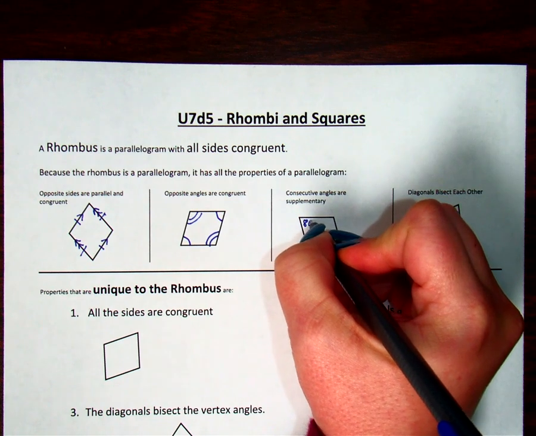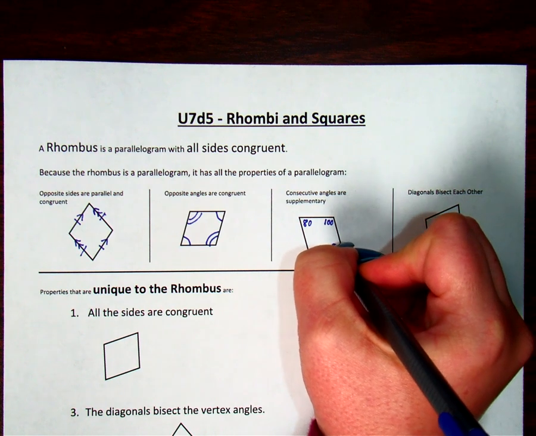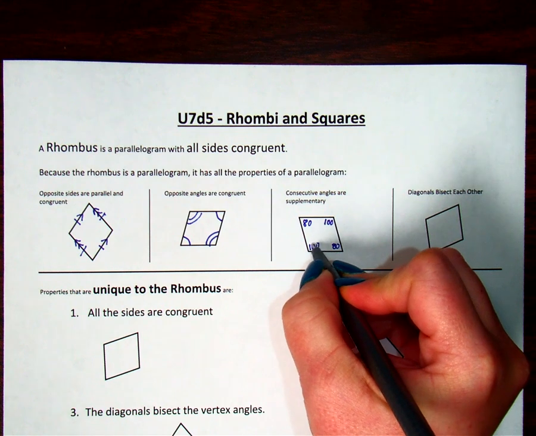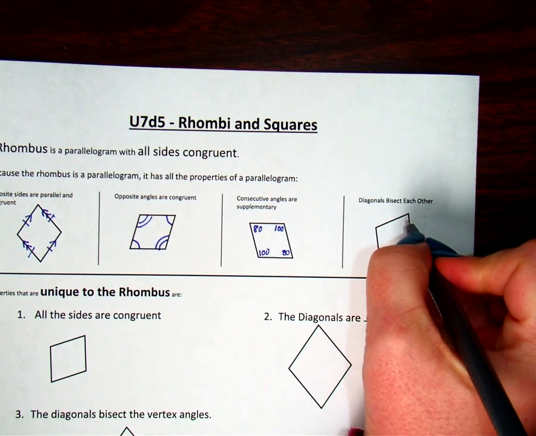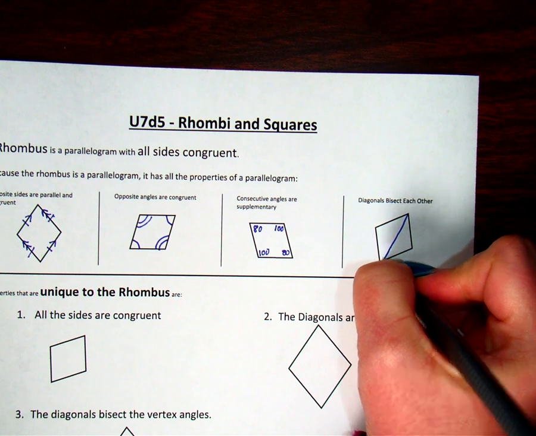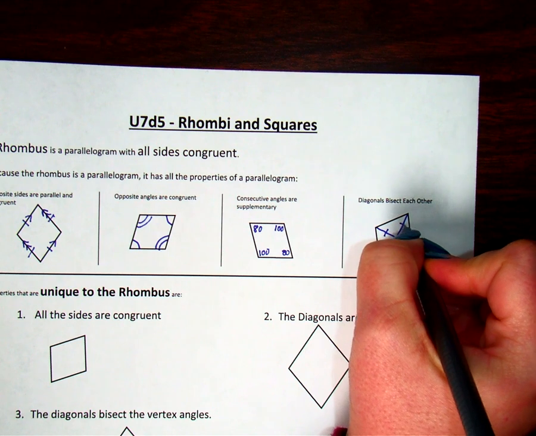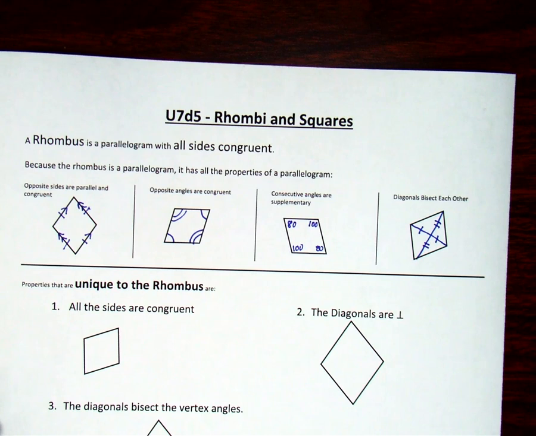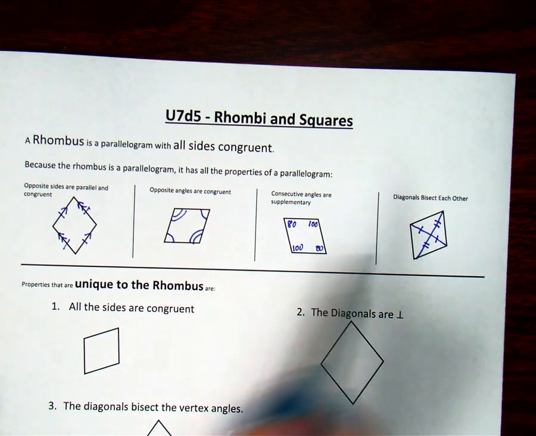For example, if I have an 80-degree angle here, the one right next to it would be 100, and the one next to that would be 80, and the one next to that would be 100, and you could keep going around. The last property of a parallelogram is that my diagonals bisect each other. So this diagonal and this diagonal, when I cross them, bisect each other into two pairs of congruent segments. Notice I put different tick marks because these two do not have to be the same length as these two.